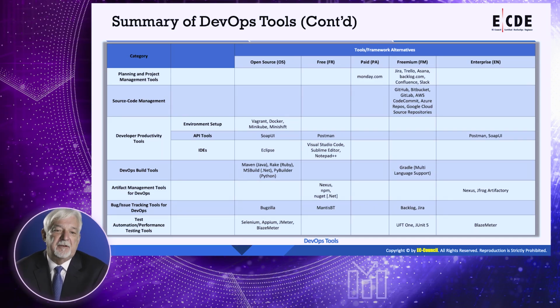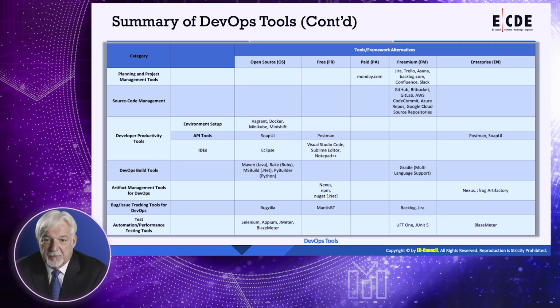For developer productivity tools, there's three basic types. You have environment setup, API, and IDEs. For the environment setup, you have Docker, Vagrant, Minikube, and Minishift. The API tools that are available to you for developer efficiencies: SoapUI, Postman. For the IDEs, Eclipse, Visual Studio, Sublime Editor, Notepad++.